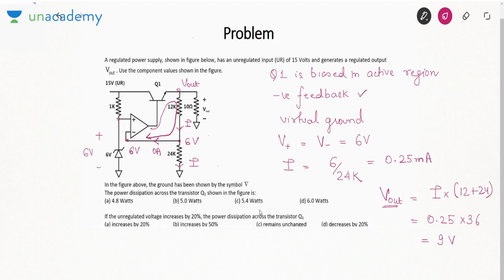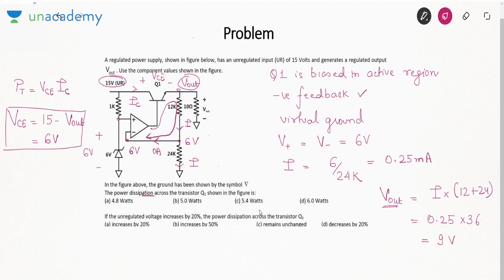But what we want is the power dissipation across Q1. Now for power dissipation we need two things: one is the collector to emitter voltage and the other is the collector current. So power dissipation in the transistor is VCE into IC. For VCE, the collector voltage is 15 volt and the emitter voltage is V out. So 15 minus V out. V out is 9, so this will come out to be 6 volt.